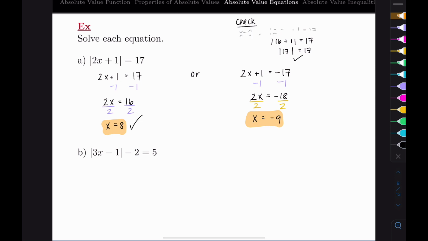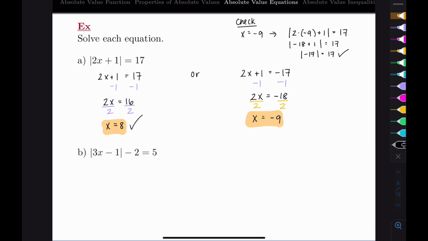Now let's erase all of this and try the other solution. If we plug in negative 9, this would be the absolute value of 2 times negative 9 plus 1 equals 17, which is the absolute value of negative 18 plus 1, which is negative 17. And that tells us the absolute value of negative 17 is 17. Also a true statement, so this is our second good solution.